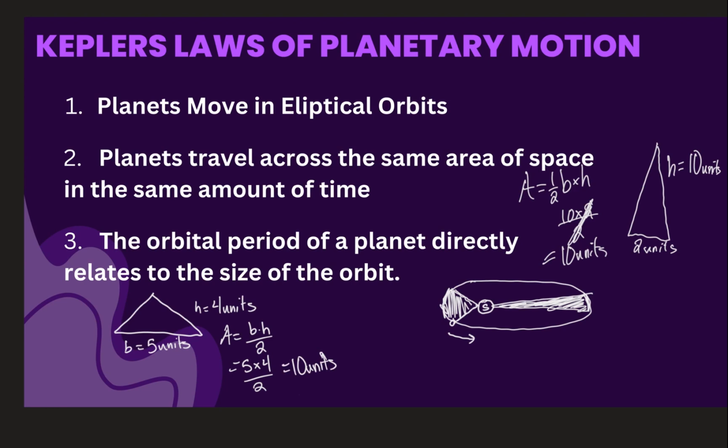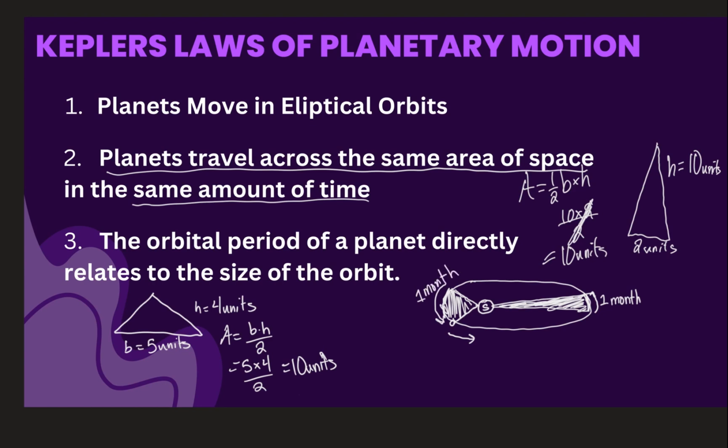So the first part of Kepler's law is that the planets are traveling across the same area of space. This triangle here has the same area as this triangle here. And the second law of planetary motion states that they do that in the same amount of time. So let's say for this planet, each distance represents 1 month. So as we go down here, this is also 1 month.